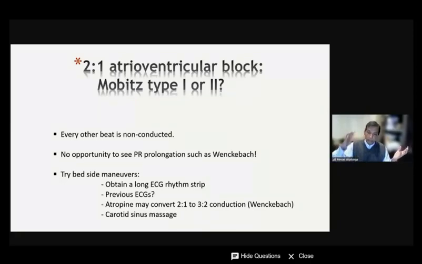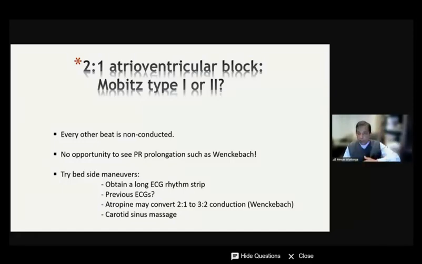So look at this. If you give atropine, you take the vagal parasympathetic activity away, and the sinus starts beating faster. If the block is at the AV node, that is also taken away. So the sinus is firing faster and everything is conducted, and your block improves. If the block improves with atropine, meaning the 2-to-1 becomes 1-to-1 or at least 3-to-2, with more beats conducted, that means the block should be at the AV node.